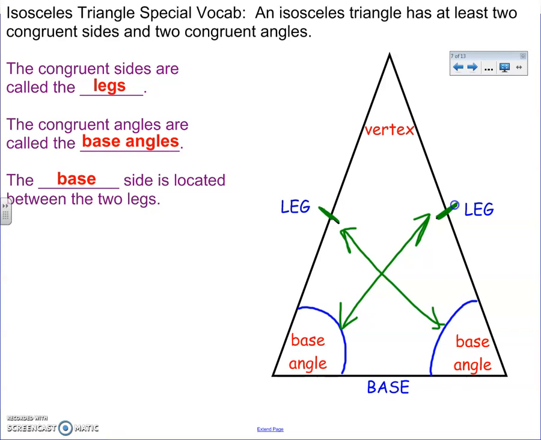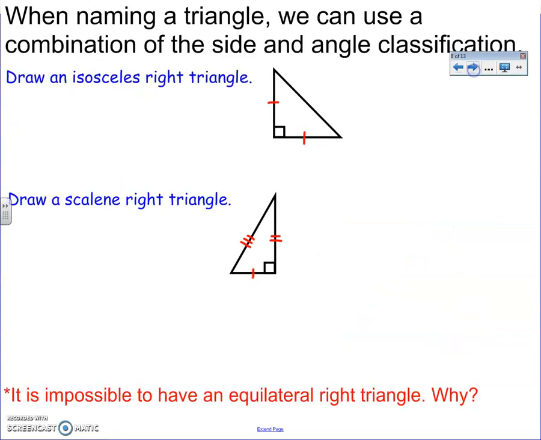They might turn this isosceles triangle sideways or upside down. All right, base angles go to the legs. Equal base angles, equal legs. All right, let's try some solving, or just a little more naming. When naming a triangle, we can use a combination of side and angle classifications. So draw an isosceles right triangle. There you go. That's a right triangle with 90 degrees.